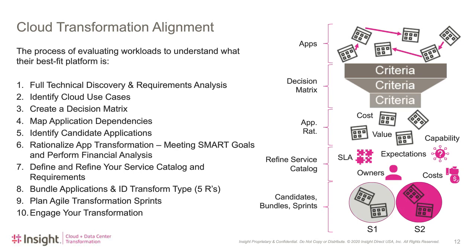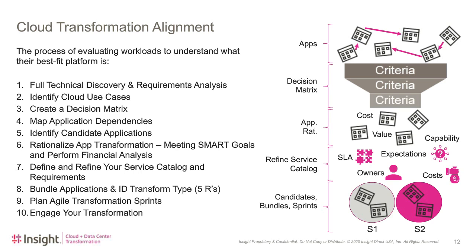For whatever reason, whatever your cloud use cases are, you need to go out and identify what they are. And then you really need to create a decision matrix. What determines where an application should live? Should it live on premises, in a data center? Should it be in a colo? Should it be in a public cloud? Which public cloud? Why would you choose one versus the other?